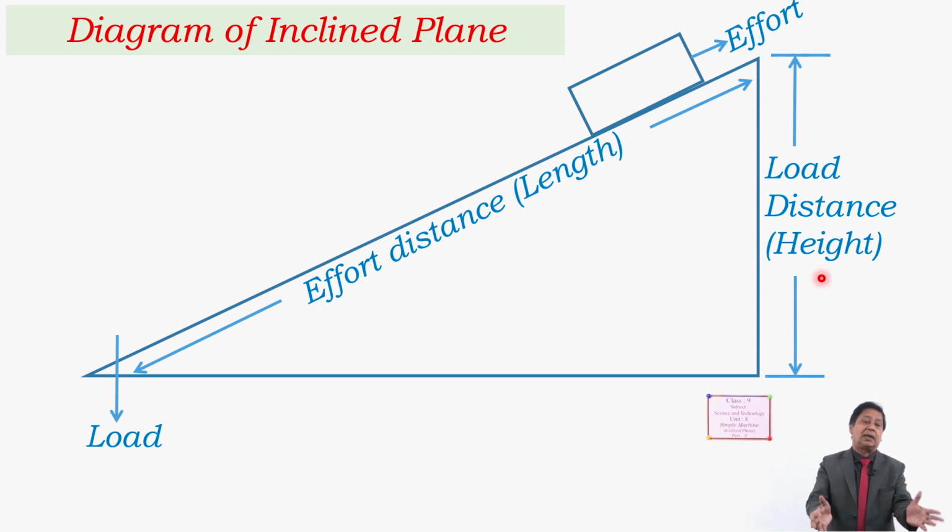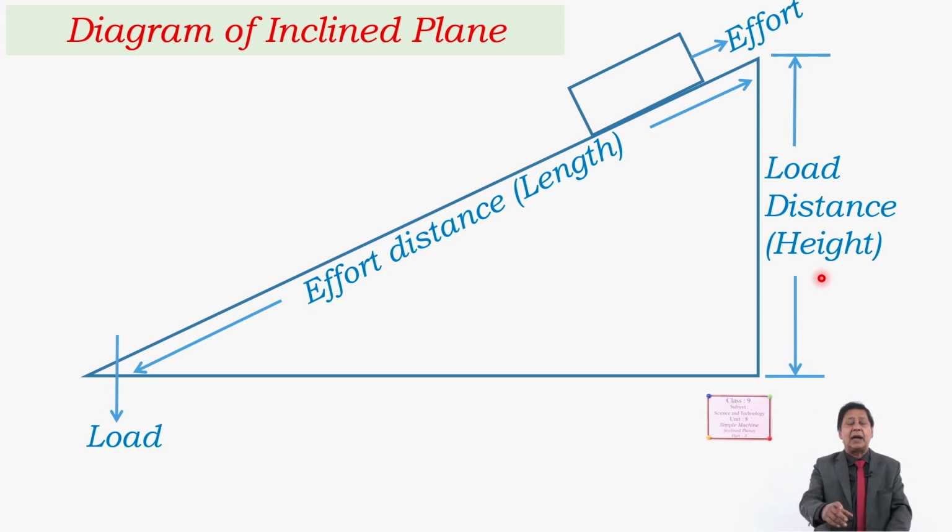In short, what can we say? Effort distance is the length of the inclined plane, and load distance is the height of the inclined plane, because we usually pull a body from one end to the other end of the inclined plane. That's why length is effort distance and height is load distance.